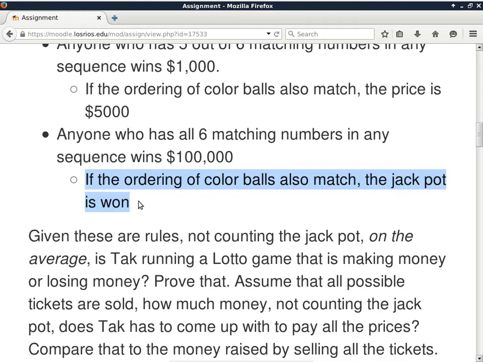Is that making any sense? Yep. So if your number sequence doesn't match, but you do get a matching color sequence, it doesn't matter? It doesn't mean anything. Yep. Okay. Is that all right?